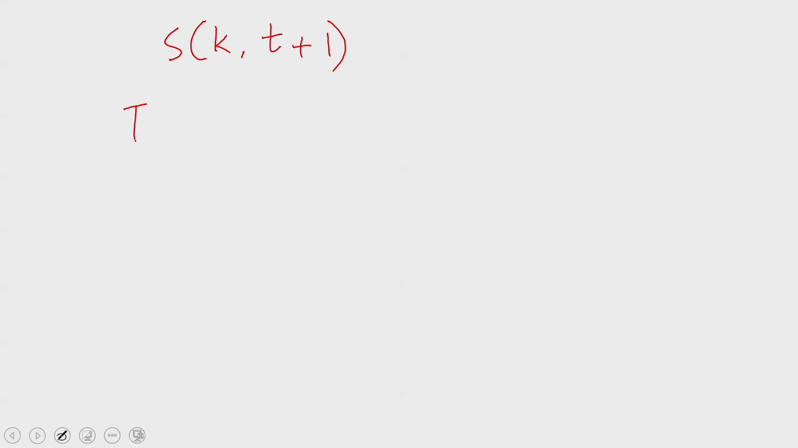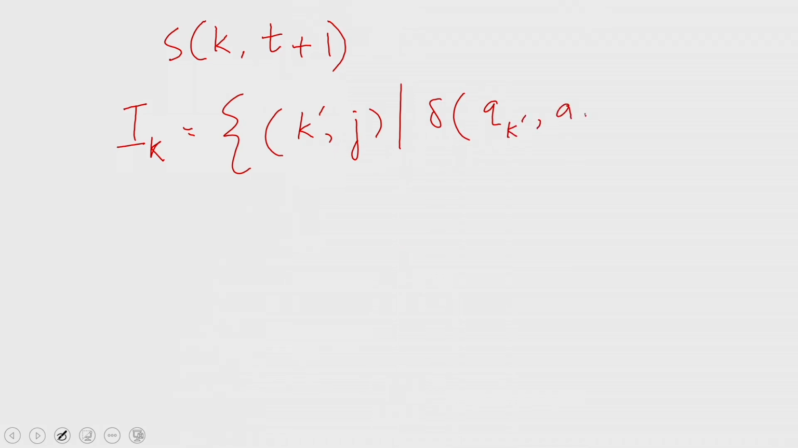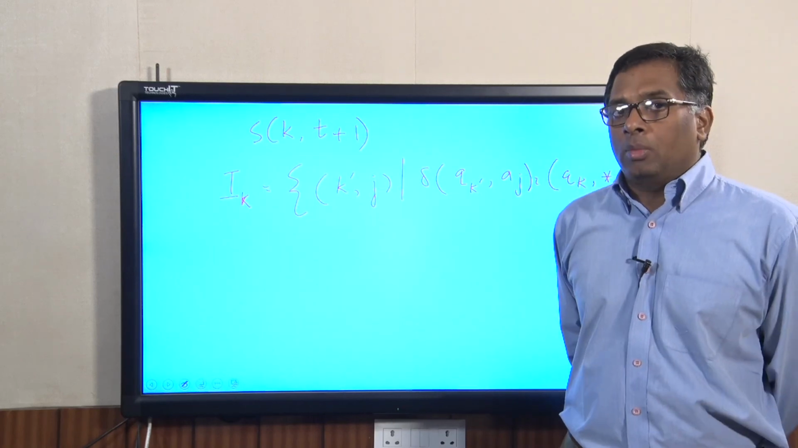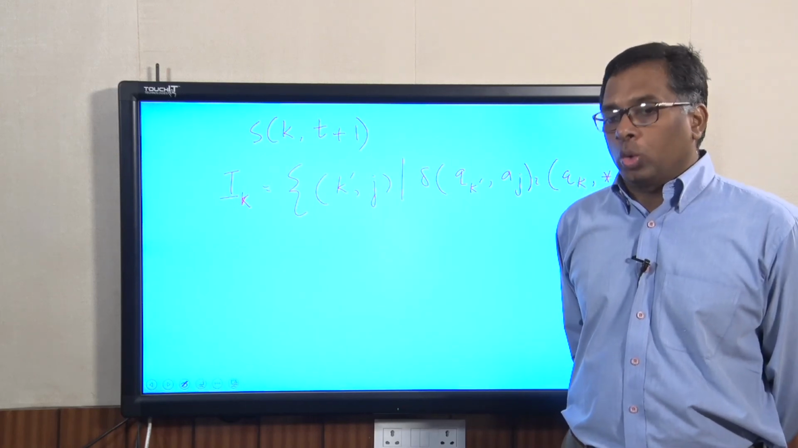Now, finally, we come to signals of the form Sk t plus 1. For this, we need to define a set Ik. Ik is defined as the set of all ordered pairs k prime j, so that delta of qk prime aj happens to be qk with wildcards. So, Ik is the set of all state symbol pairs qk prime aj, so that when such an ordered pair happens, the machine switches into state qk. So, these are ordered pairs which induce state qk.